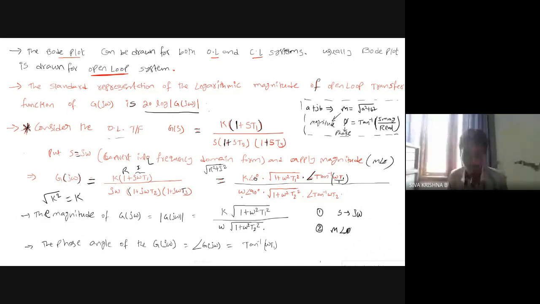What about this next one? This is also a complex one. So that is root over 1 plus w square T square, and at an angle, this one, w T by 1. What about the third one?